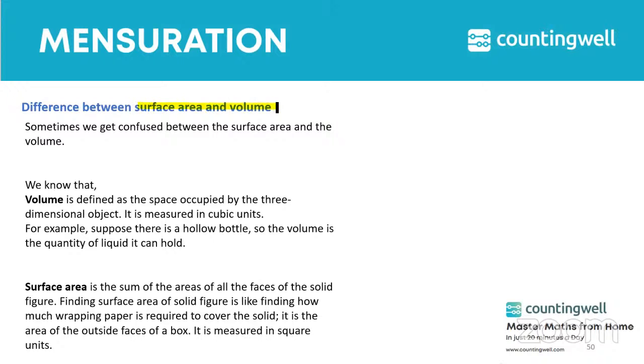Let us see what is the difference between surface area and volume. Volume is the space occupied in three-dimensional space. Suppose there is a hollow bottle. To find the volume, it is nothing but the quantity of the liquid it can hold. So the volume of the bottle is equal to the quantity of the liquid. Whereas surface area is the sum of the areas of all the faces. Finding the surface area of a solid is like finding how much paper we need to wrap to cover a solid, or the area of the outside faces of the box. It is measured in square units, whereas the volume is measured in cubic units.